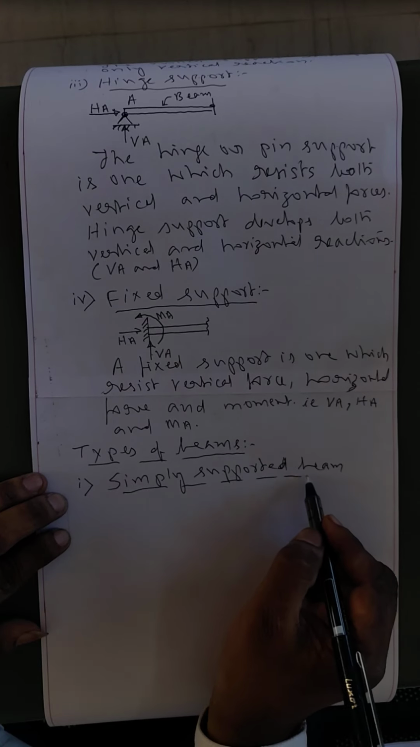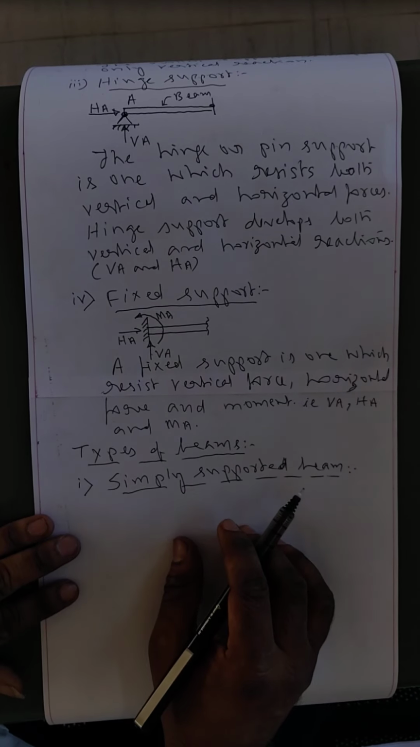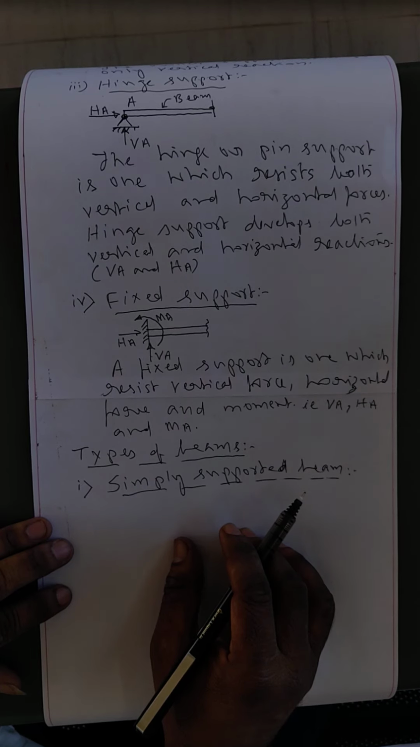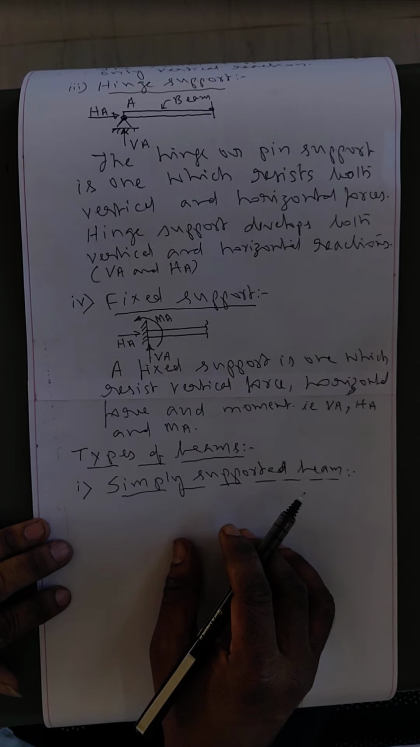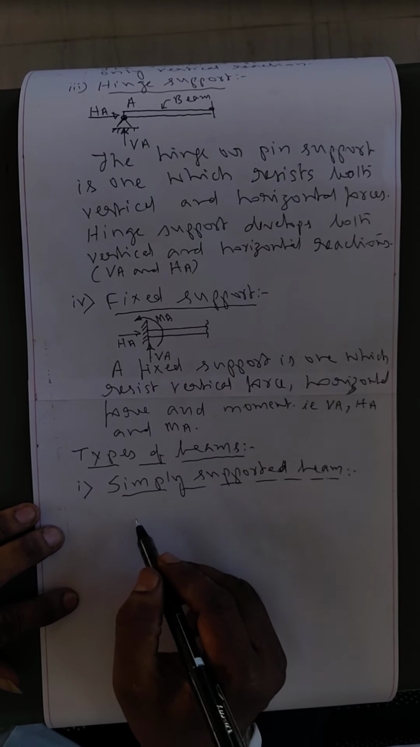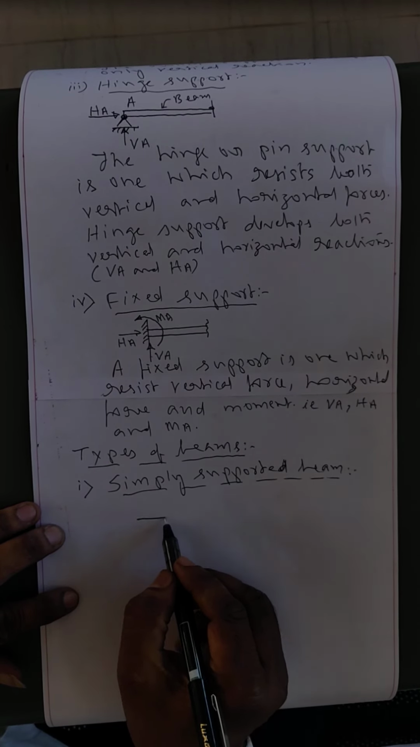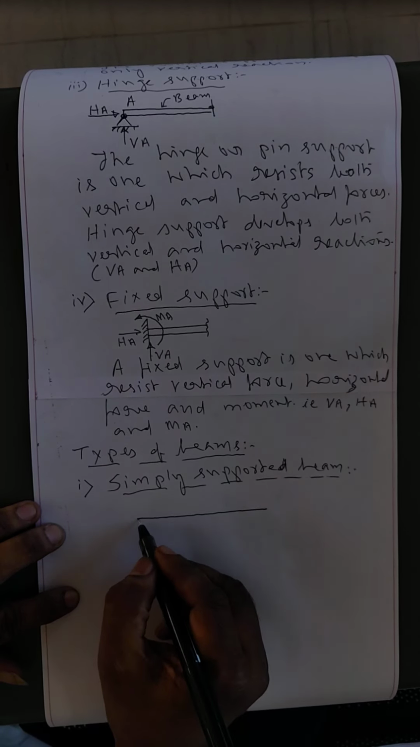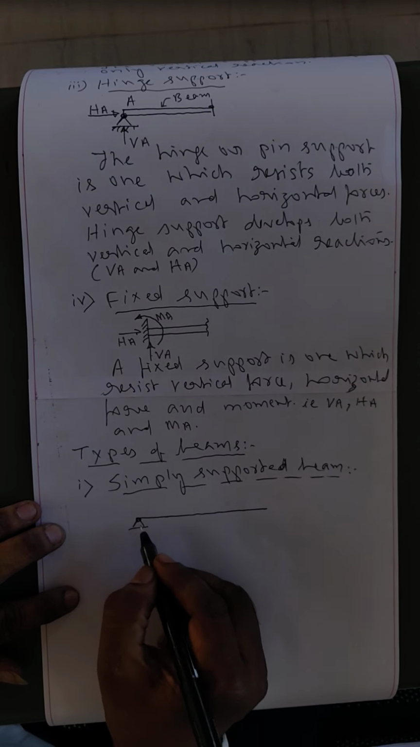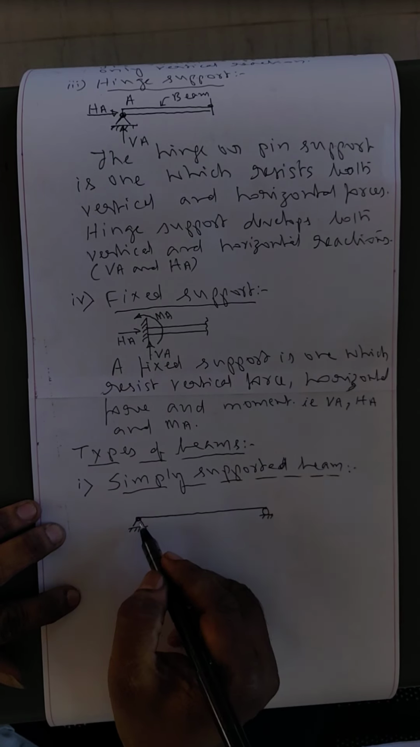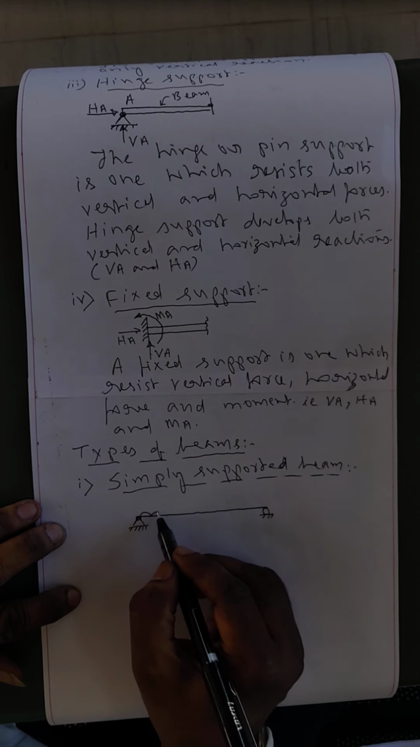First one is the simply supported beam. A simply supported beam is a type of beam that has pinned support at one end and roller support at the other end. Then it is called a simply supported beam. I am drawing a figure here. See, this is the line diagram of the beam. Here the support is hinge support, here roller support.